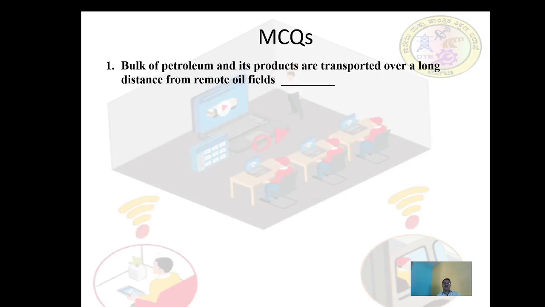Bulk of the petroleum and its products are transported over a long distance from the remote oil fields by dash. A. Pipelines, B. Tank cars, C. Tank ships, D. Motor tank trucks. From a remote oil field to the market, tank ships are used. That is, answer C is the right answer.